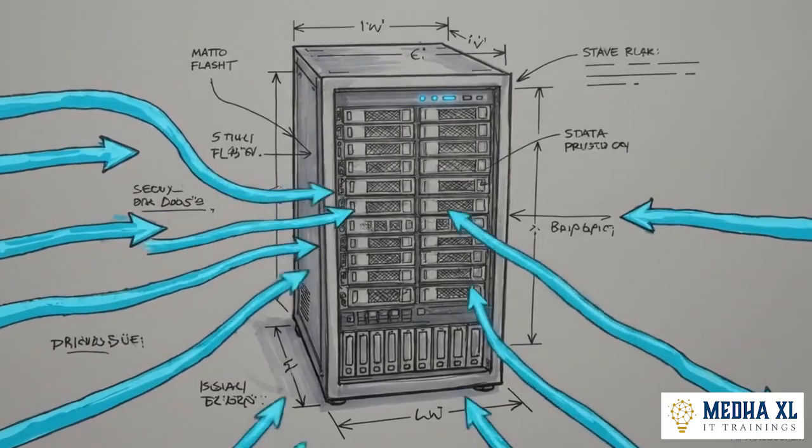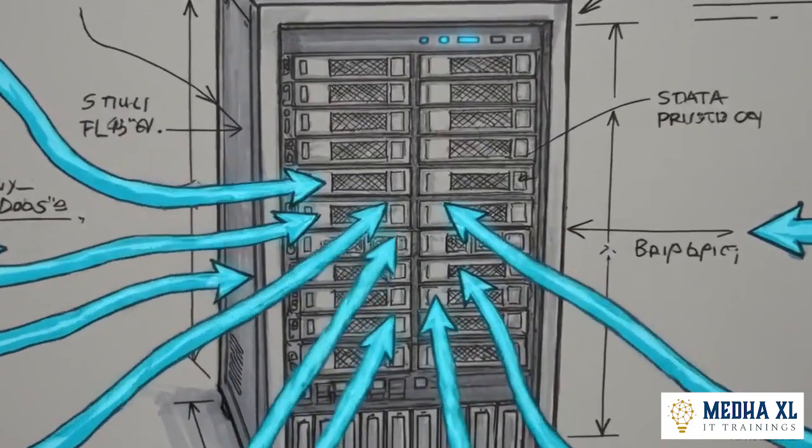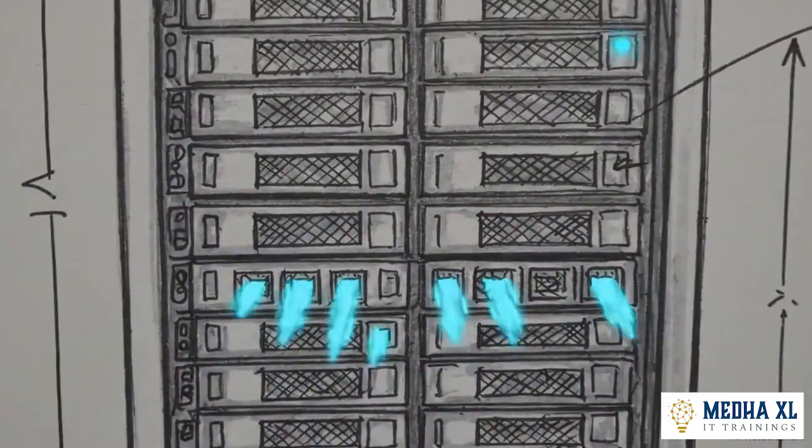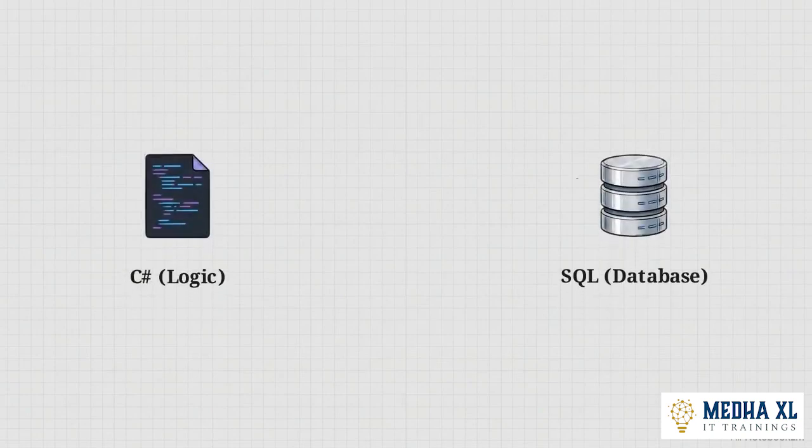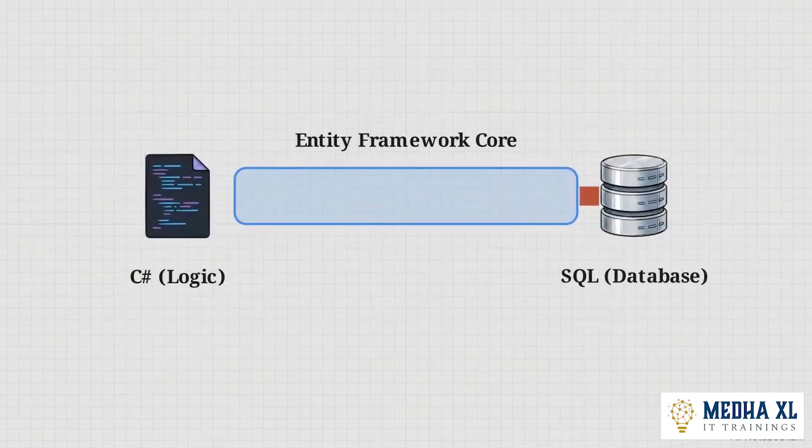But a program without a database is a program with no memory. SQL Server handles this by securely storing and managing all user data. Here, Entity Framework Core materializes between our logic and database, translating C# directly to SQL.